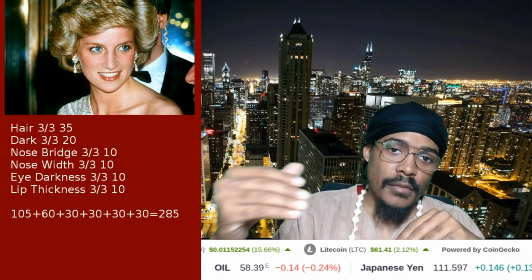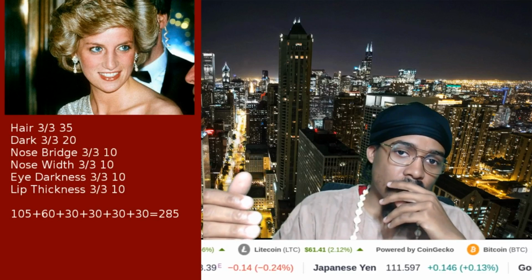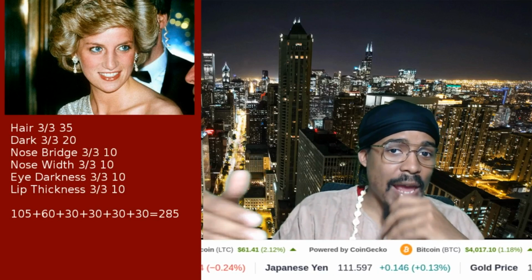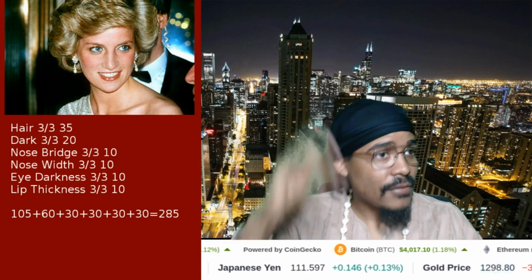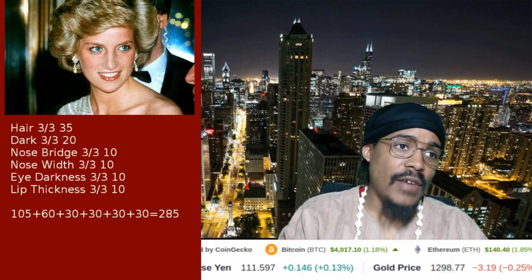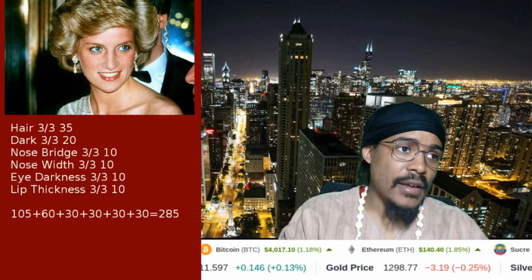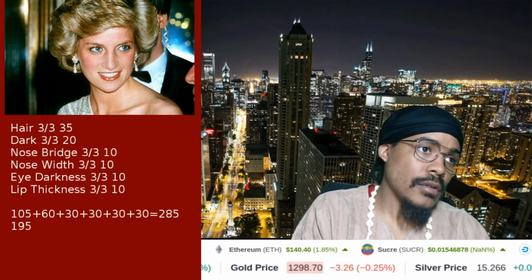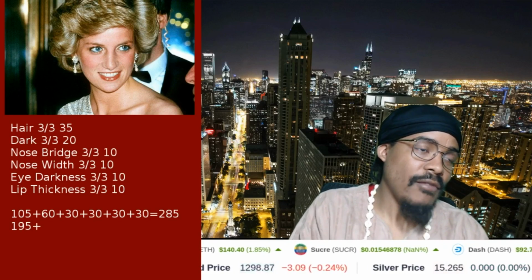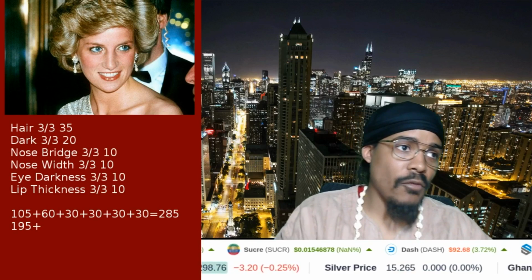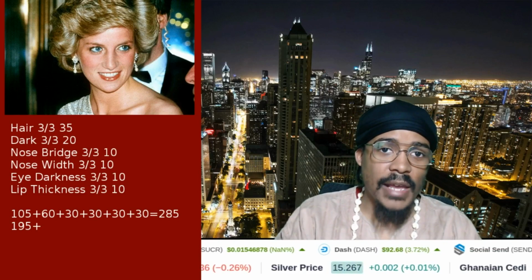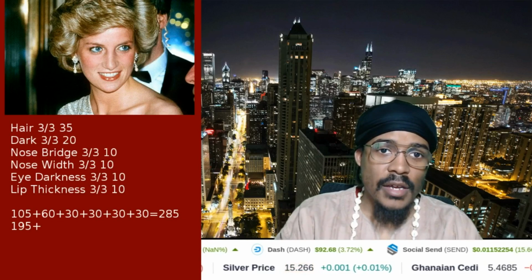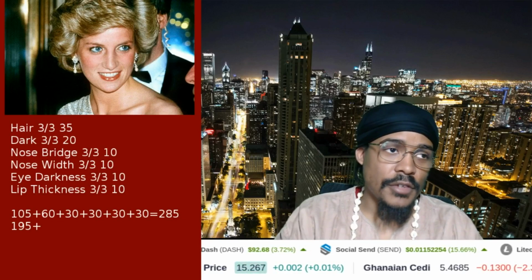If they resembled a white person around 70%, then they would say, oh, that's a white person. So with the Cree tool, the passing score is a 195. 195 and above, you're black. So anywhere from 195 to 285 is black. Anywhere below there, you know, you're something else.